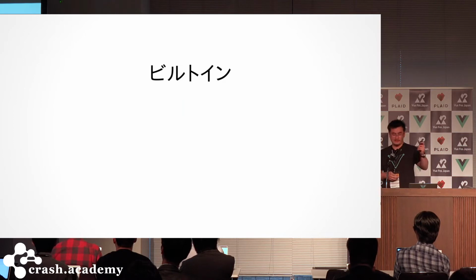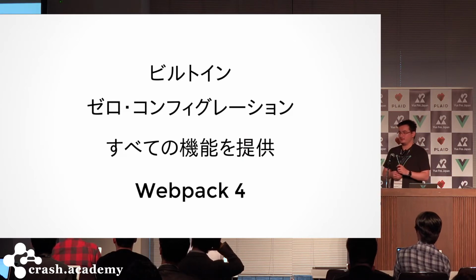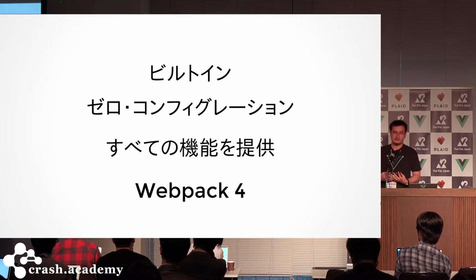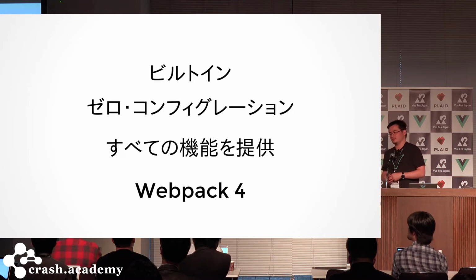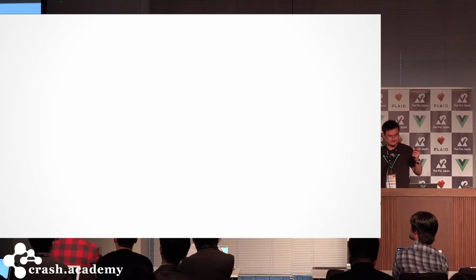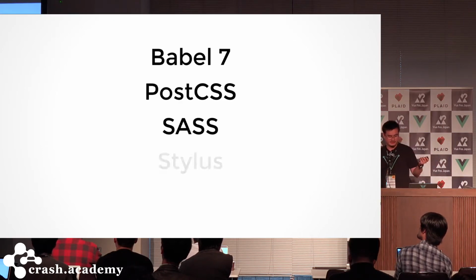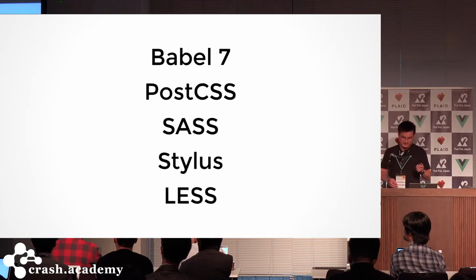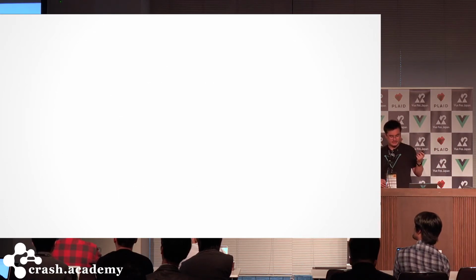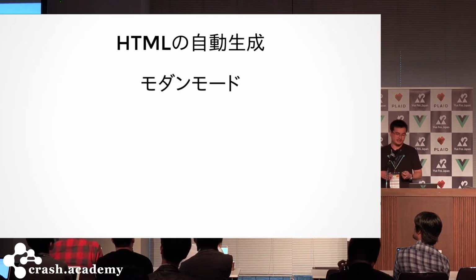It comes with a zero-config Webpack 4, which is already configured for you, and you can still customize it if you have specific needs. It also comes with Babel 7, PostCSS support, and support for different style preprocessors. Also, if you need to, you can have multiple pages.